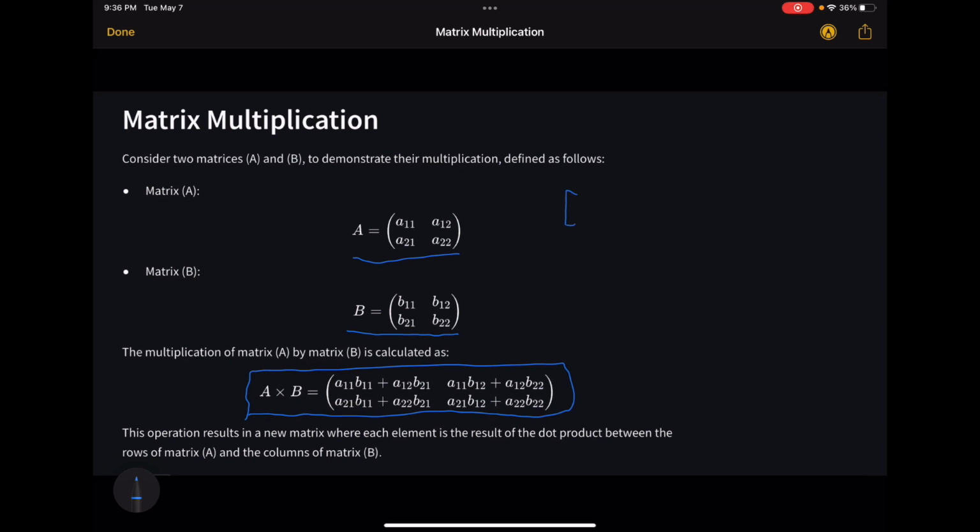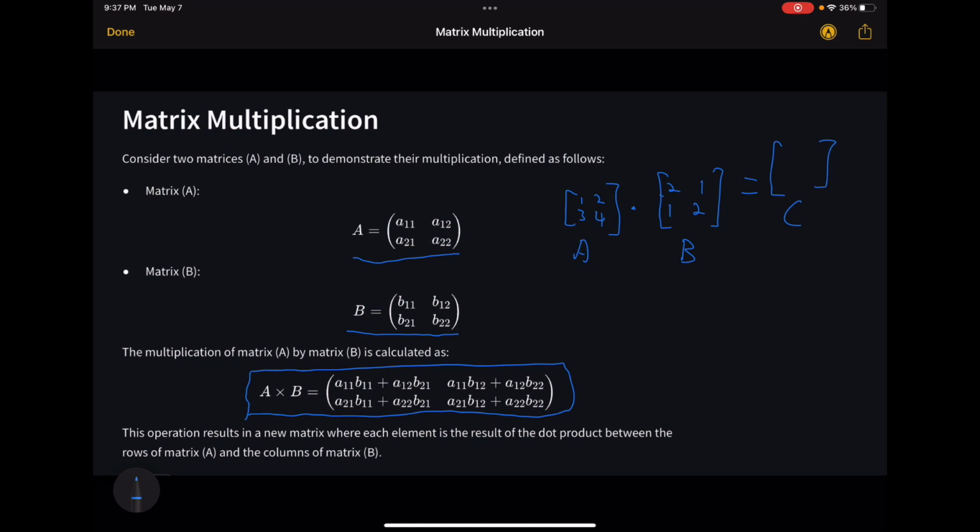So let's say we had a matrix A that was 1, 2, 3, 4, and we wanted to multiply it times matrix B, which is, let's say, 2, 1, 1, 2. And we want C, which will be another square matrix.